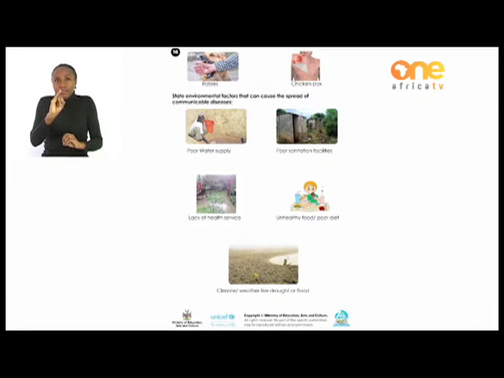State environmental factors that can cause the spread of communicable diseases. Poor water supply: most of the germs live in dirty water, and you will get diseases such as diarrhea. Poor sanitation facilities. There's also lack of health service, unhealthy food or poor diet, climate or weather like drought or flood.